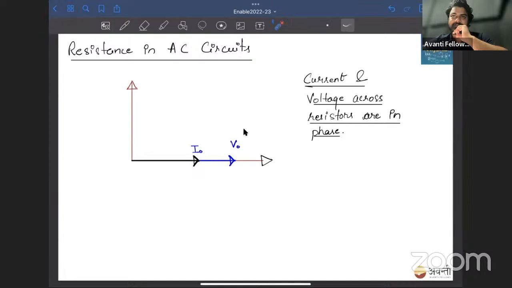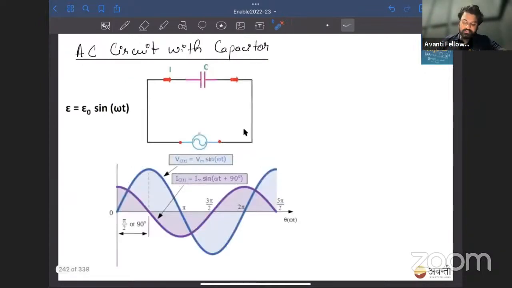चलो. I hope this is understandable, right? So resistance and voltage go hand in hand. They have 0 phase difference between them. Whenever this voltage has peak value, current will also have peak. Voltage 0, current also 0. Chalo. Now let's talk about capacitors.